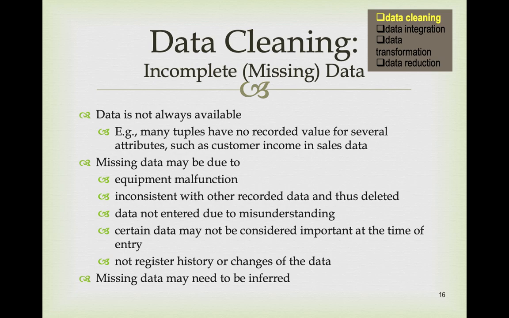Okay, incomplete or missing data. Data is not always available. For example, many tuples have no recorded value for several attributes, such as customer income in sales data. Missing data may be due to equipment malfunction, being inconsistent with other recorded data and thus deleted, or data not entered due to misunderstanding. Certain data may not be considered important at the time of entry, or the history or changes of the data were not registered.